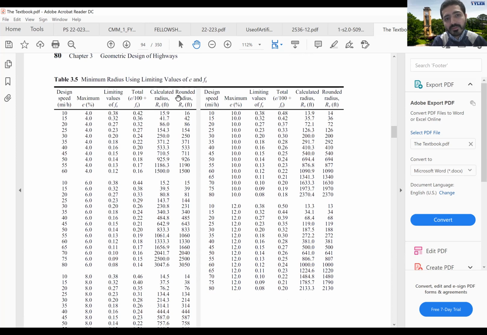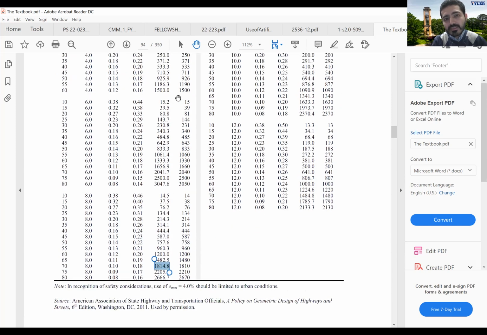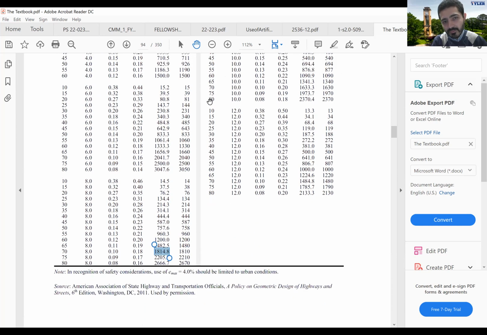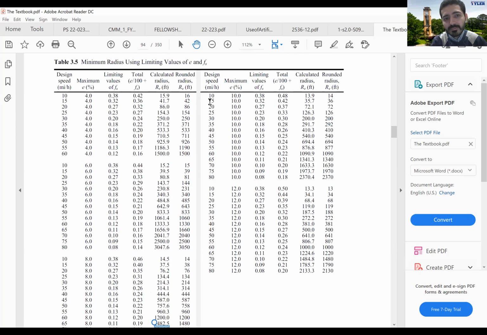For some reason, it's a little bit off of what we calculated. But what I want to point out to you is that the rounding here is not always correct. For example, whenever you calculate the R, let's say 15.9, you're not going to give this to the contractor as 15.9 feet. You always bump it up to the higher number to be more conservative. So if it's 15.9, you're going to report it as 16. If it's 41.7, you're going to report it to the nearest foot, 42.